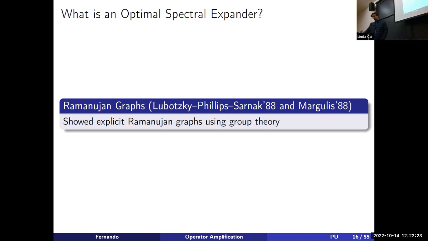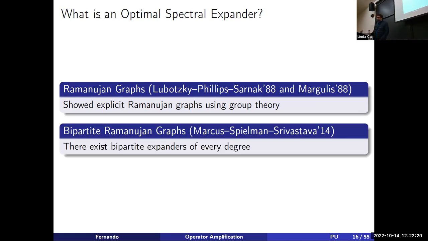So this was in the 80s, so it was the first explicit construction. And somewhat more recently, it was shown that bipartite Ramanujan graphs of every degree exist, by Marcus, Spielman, and Srivastava, using some beautiful lifting techniques. And we do not know if Ramanujan graphs exist for every degree that's possible. So this is a big open problem here, right?